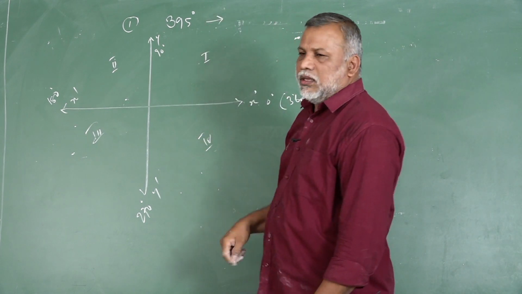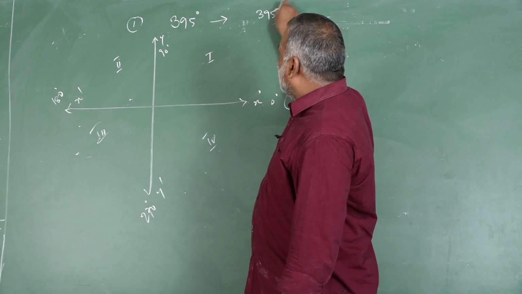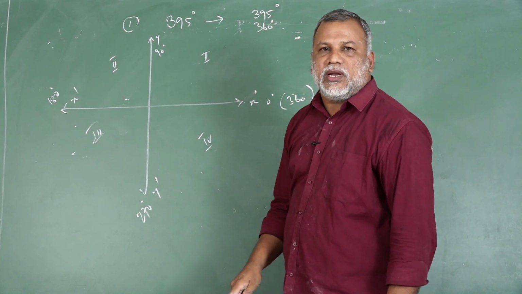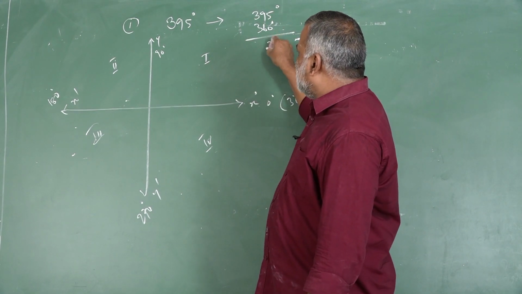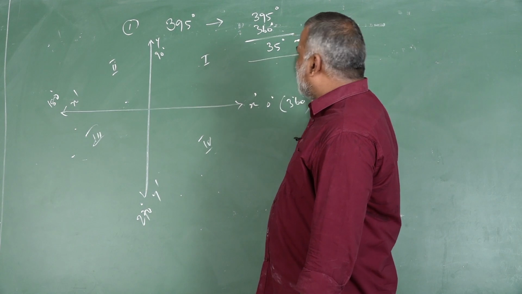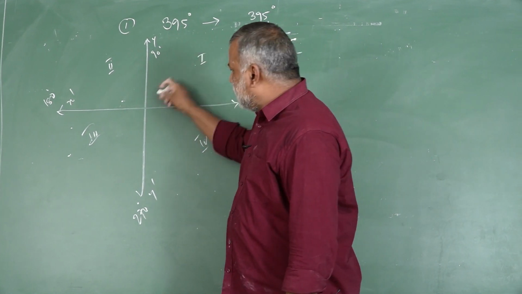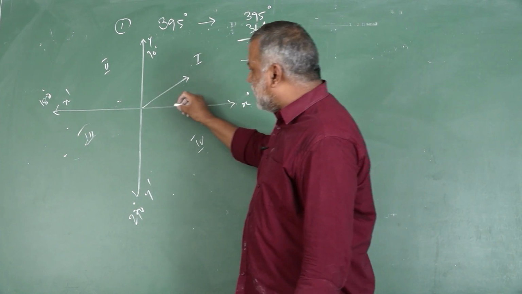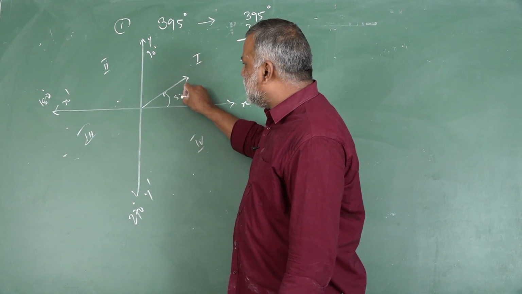Now given is 395 degree, which is more than 360. So you have to subtract one complete rotation from this. 395 minus 360, by subtraction we get 35. Therefore, 395 degree lies in the first quadrant. See, 35 degree, where does it lie? This is 35 degree. Consider 35 degree.